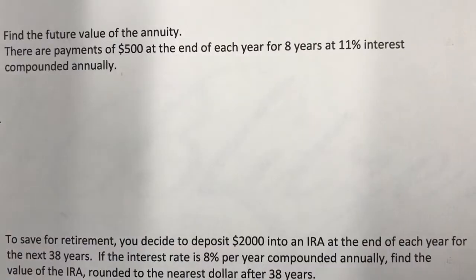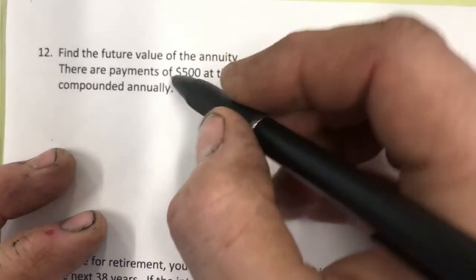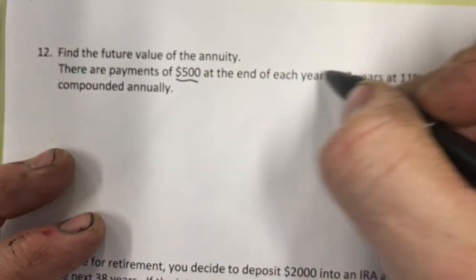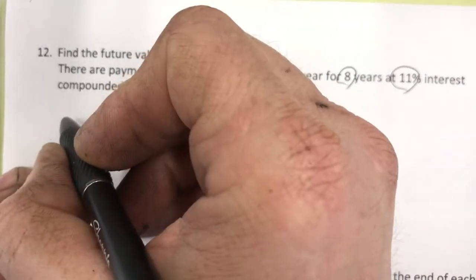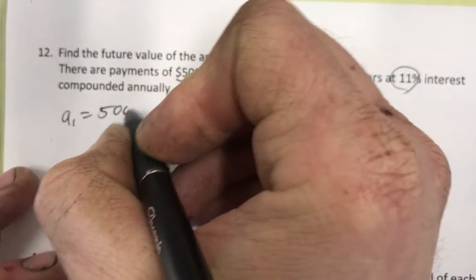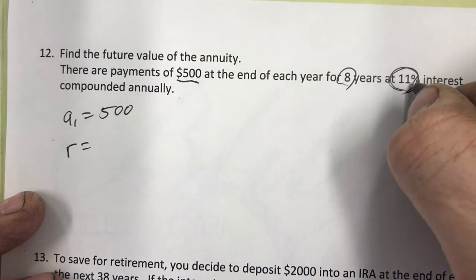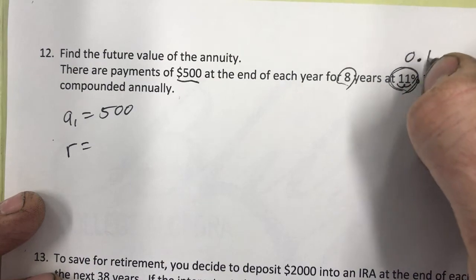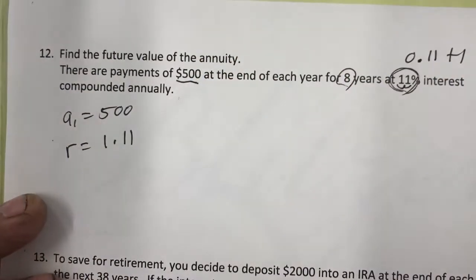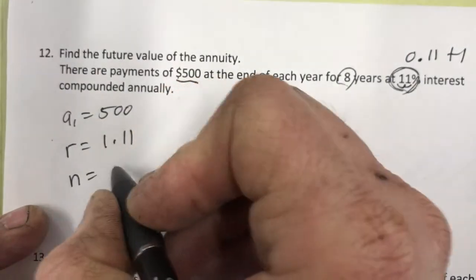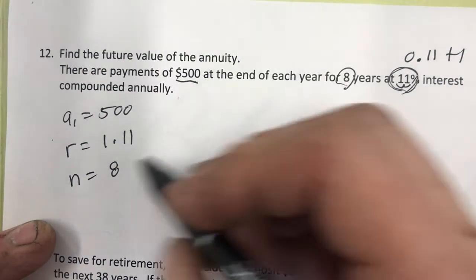All right, so a couple more problems. This is find the future value of this annuity. There's payments of $500 at the end of each year for 8 years, and it's 11%. So just like we did a while ago, a sub 1 is the 500. My ratio is going to be this percent. If I move that back 2 places, it's 0.11. So I add 1 to it, which is 1.11. And then, of course, my n is 8. So there's the 3 numbers I need.